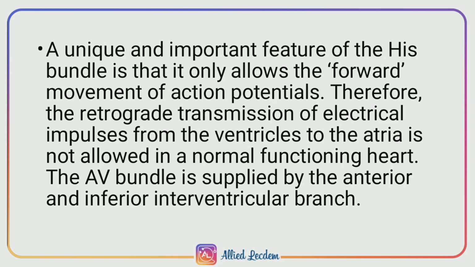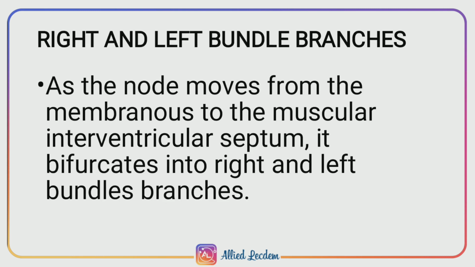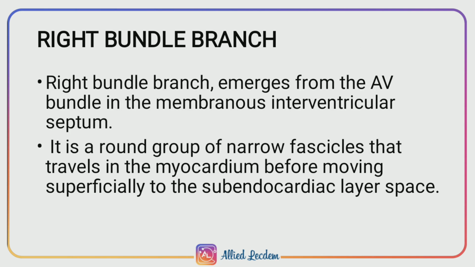The AV bundle is separated into the right and the left bundle branches. As the bundle moves from the membranous to the muscular intraventricular septum, it bifurcates into the right bundle branch and the left bundle branch. The right bundle branch. The right bundle branch emerges from the AV bundle in the membranous intraventricular septum.